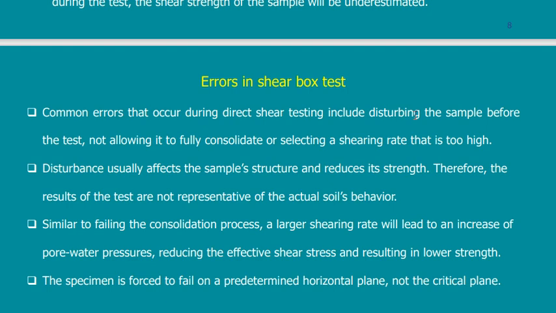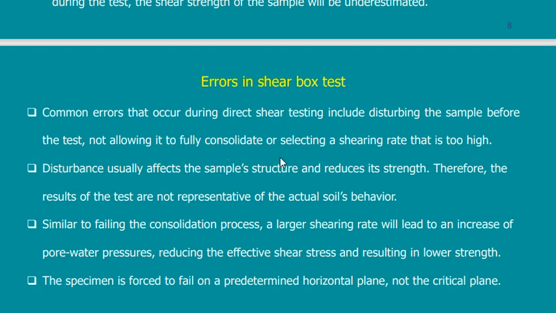So these are very important, but I can take them into consideration. How can I take it into consideration? Try not to disturb the sample while moving it from one place to the other. Give it time to consolidate at the start of the test. Use a very low shearing rate so that you would undervalue these errors. So these errors are there, but I can minimize them as much as possible.